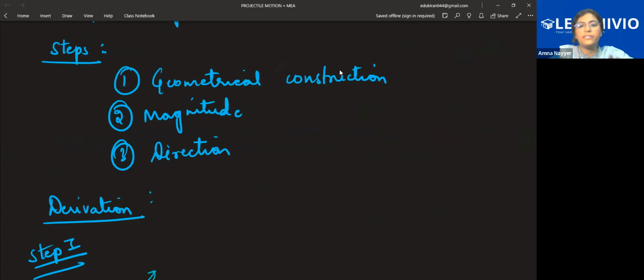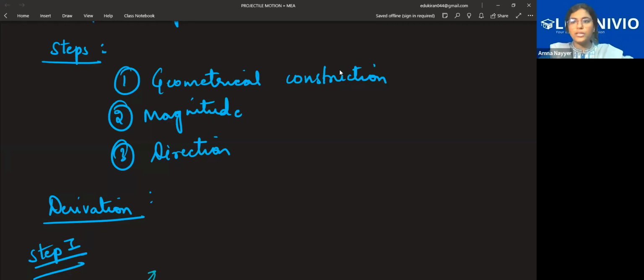So there are 3 steps whenever you have this parallelogram law derivation. First step is the geometrical construction. Geometrical construction means you know how a parallelogram looks. So a complete parallelogram would be formed and you will construct the rest of the sides which are remaining. And then you will construct the diagonal, which will represent the parallelogram's resultant.